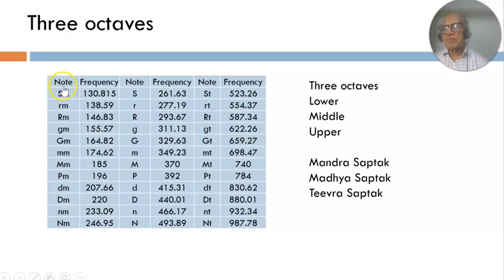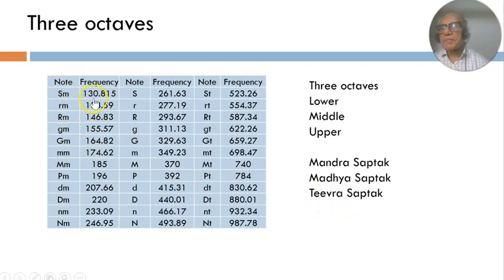So this we call the lowest octave or the lower octave, and we use a suffix m to show that this is the mandra saptak. In English you can call it lower saptak, middle saptak and upper saptak. In Indian convention, the lowest saptak is called mandra saptak, then madhya saptak and tar saptak. Actually I have written tivra saptak, but it is really called tar saptak.